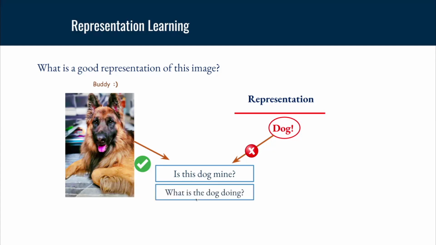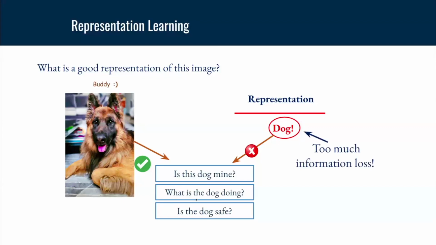What if I ask, what is the dog doing? Looking at the image, you can actually answer if the dog is resting or sitting or if he is running. But looking at only the representation, you have a hard time figuring it out. It's just the letters dog. You have no idea what the dog is doing. What if I say, is the dog safe? So this gives us an idea of what kind of information we try to preserve when we try to represent or learn a representation. There is too much information loss here, right?